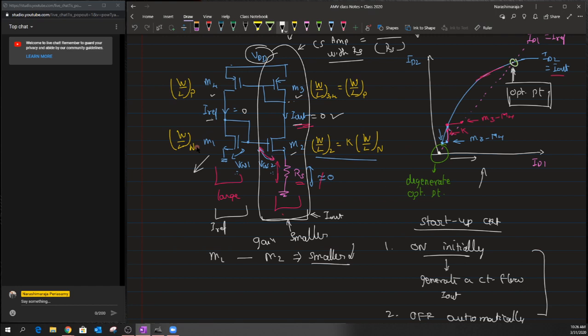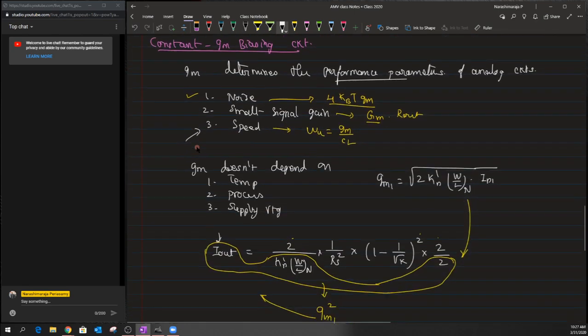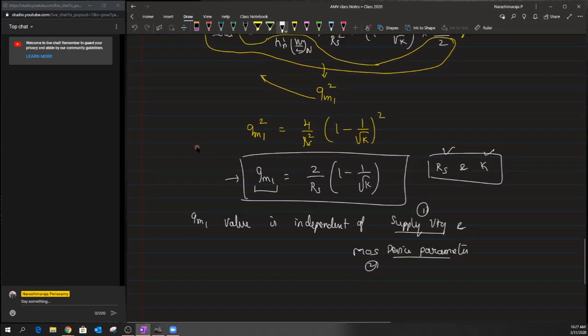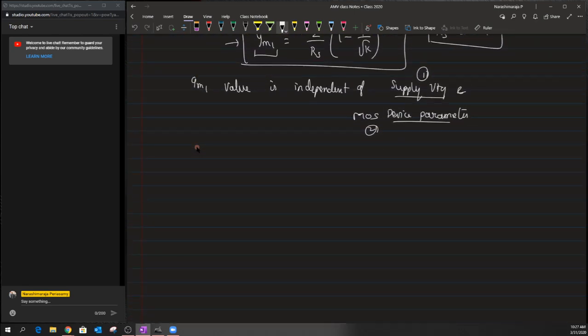Just because the I reference and I out are all being generated out of the same circuit itself, all the GMs apart from GM1 are being stabilized, is what I wanted to mention here. Now in such a situation one could evaluate, yeah, so that is what I just want to mention.